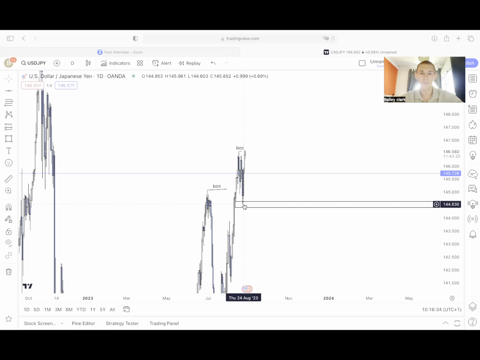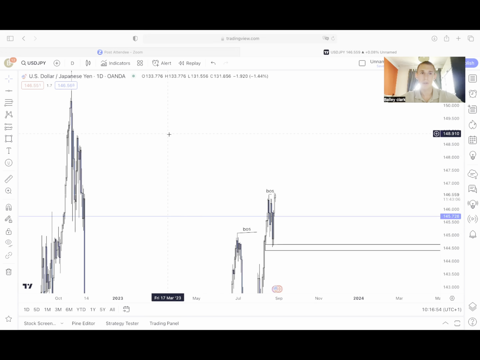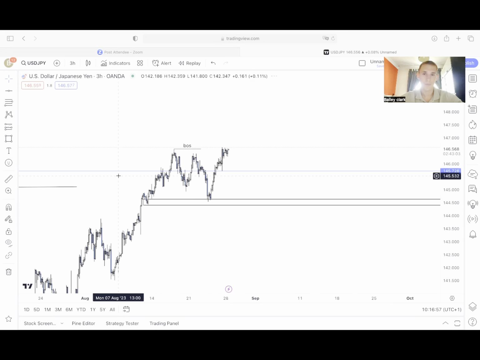Just looking at this, we can see from this low to this high, the only area of liquidity that we can see on the daily is this wick just here. So if price takes that, I think there's quite a high likelihood that we will form some sort of lower time frame trend change, and then we can look to ride that up to some previous structure.